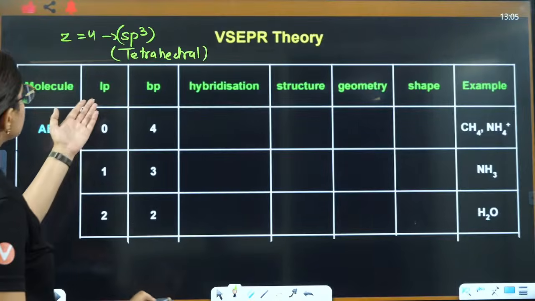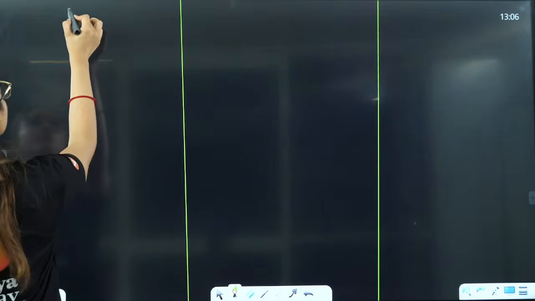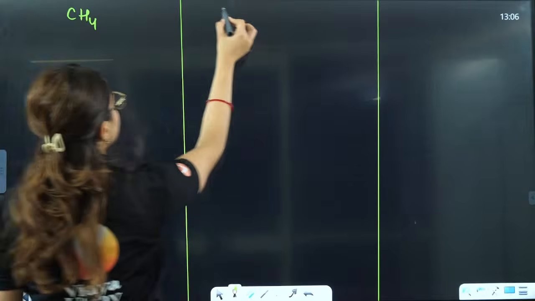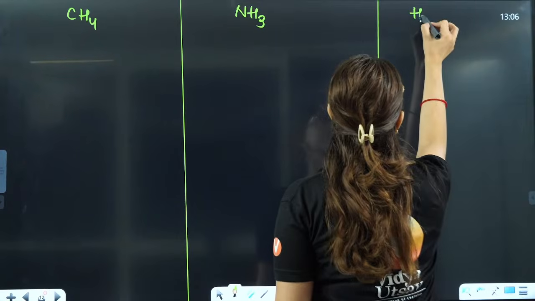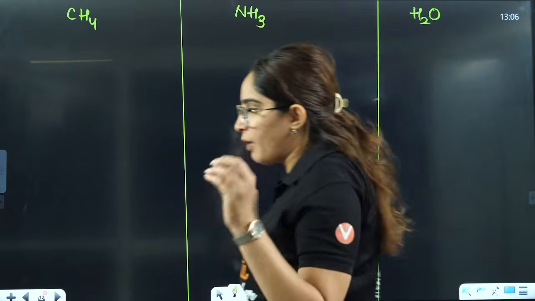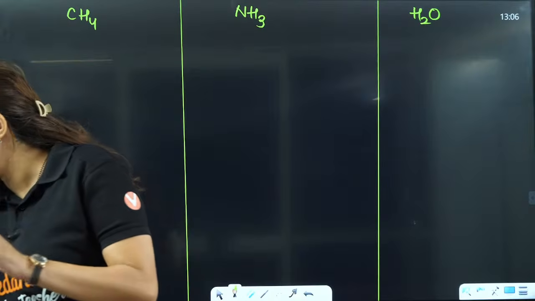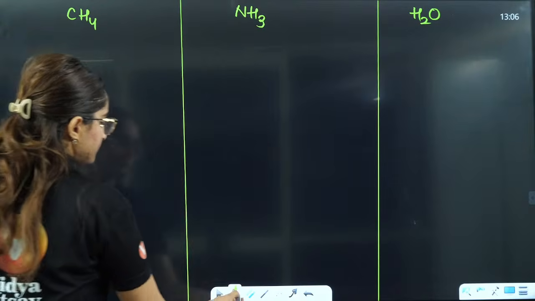So the structures are CH4, then NH3, then H2O. So you have CH4 here, then NH3 here, then H2O here, right? Till now, you have no idea how many lone pairs and bond pairs are there. Now let's see.